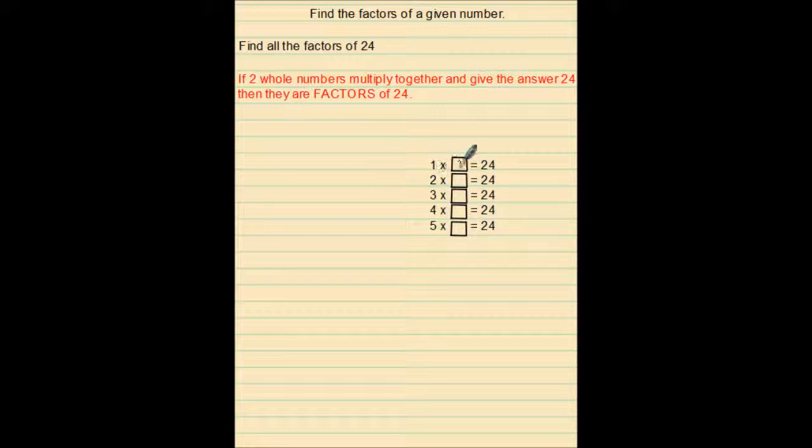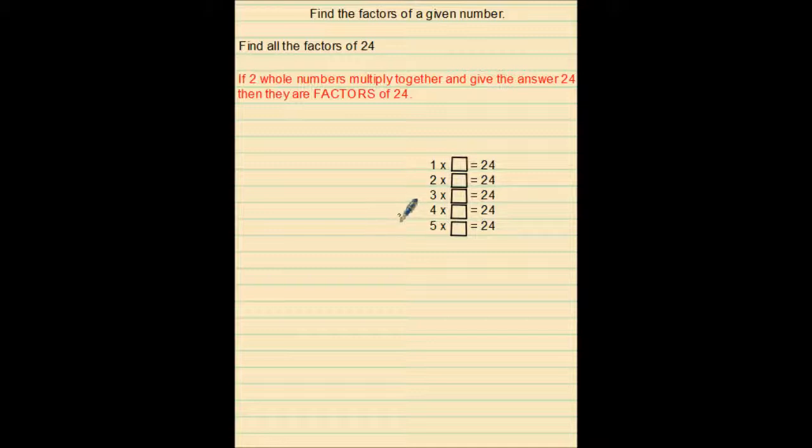Does 1 times some number give 24? And if it does, then they're factors of 24. Does 2 times some number give 24? And if I can find a number, then in turn those two numbers are factors of 24, and so on and so on. So we're being systematic. We're starting off at the number 1. You've got to be good with your times tables to be efficient at this.